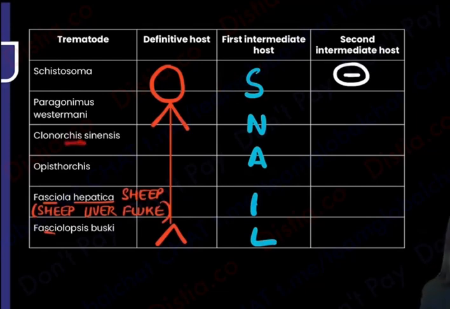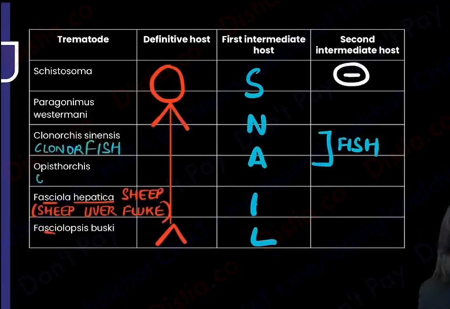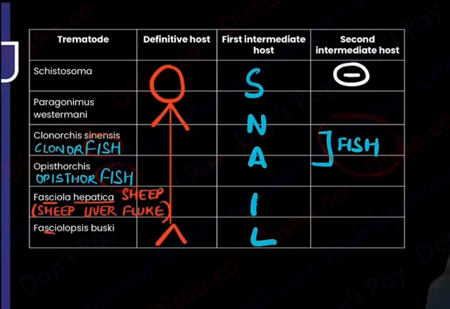What is this? Clonorchis and Opisthorchis. From today onwards, please remember for both of these, the second intermediate host, they're like cousin brothers. So for both of them, the second intermediate host is fish, and from today onwards, you will learn these as clonorfish and Opisthorfish, because that is how you're going to remember their host, because human and snail you will remember for all, but clonorfish and Opisthorfish will tell you the second intermediate host. Let's come to Paragonimus westermani.